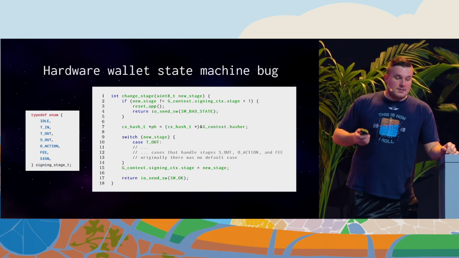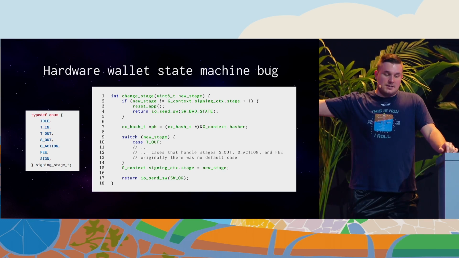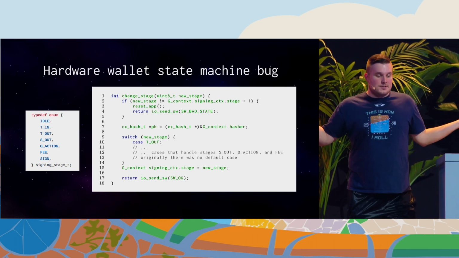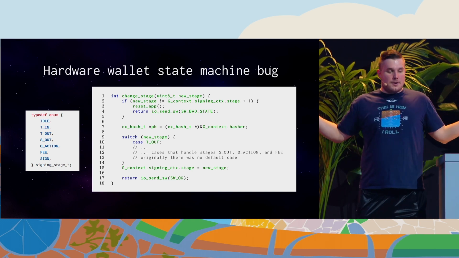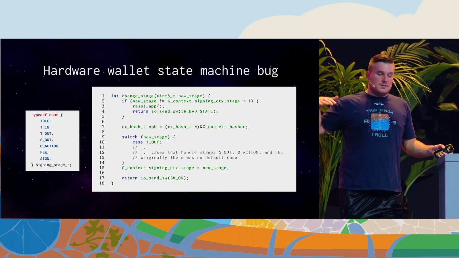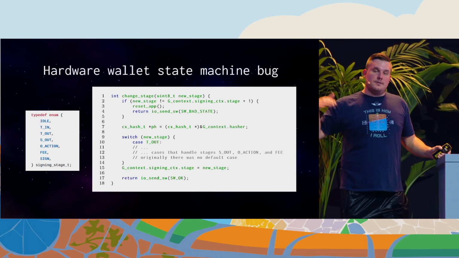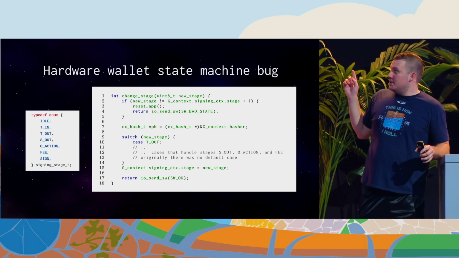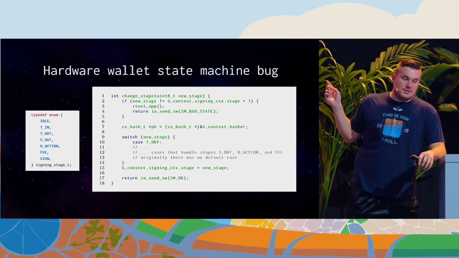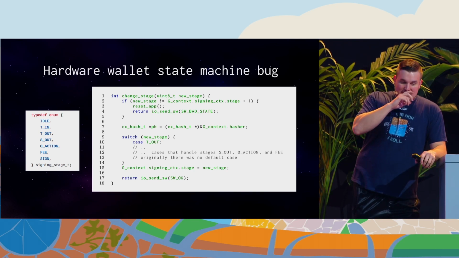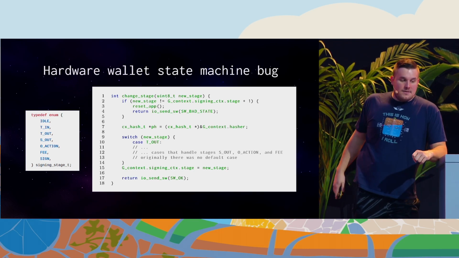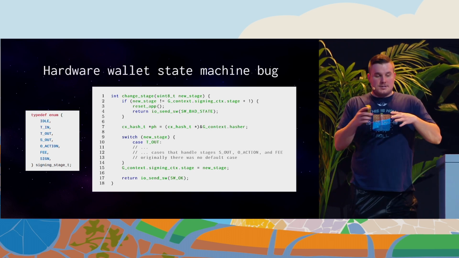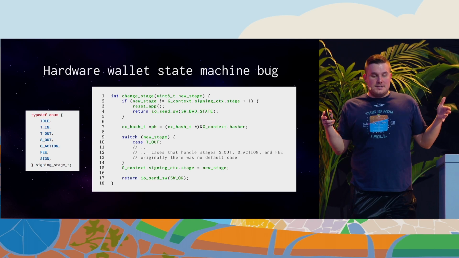And so the bug in this wallet was, so here's the change stage function. What it does is it makes sure that you're only changing to the next stage. So you don't want to let the host change to an arbitrary stage. That'd be bad. You want to do these in order. And then it has a switch statement that processes the different state transitions. But what was missing here was a default case in the switch statement. So in particular, it didn't have handlers to make sure that you're actually doing the state transition properly.